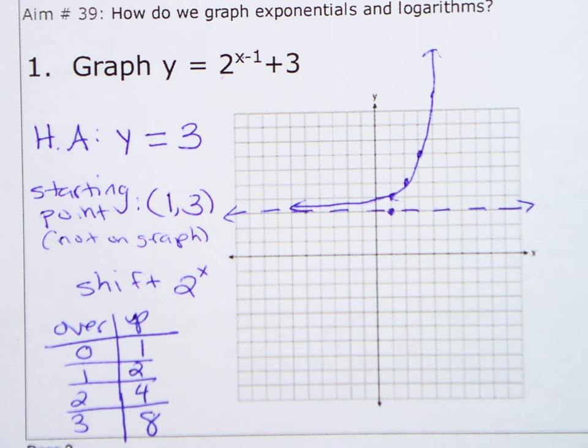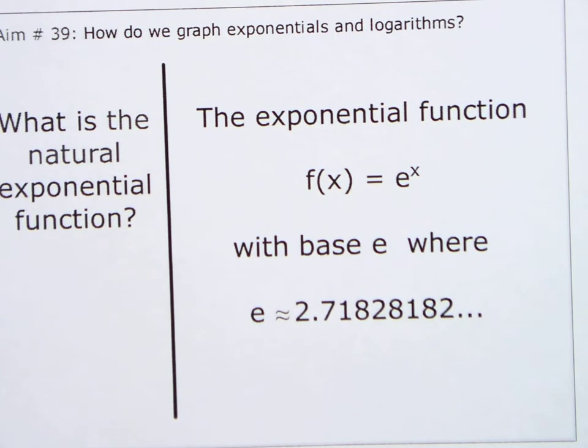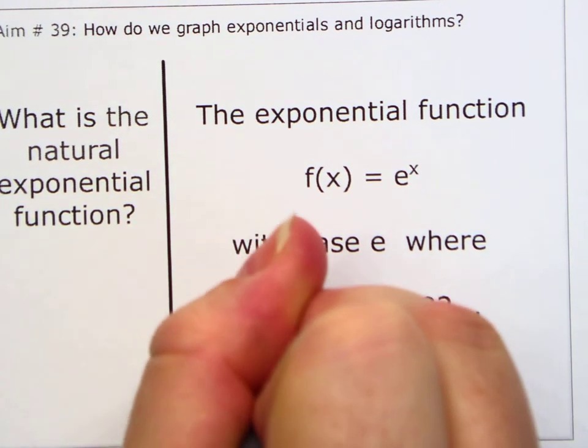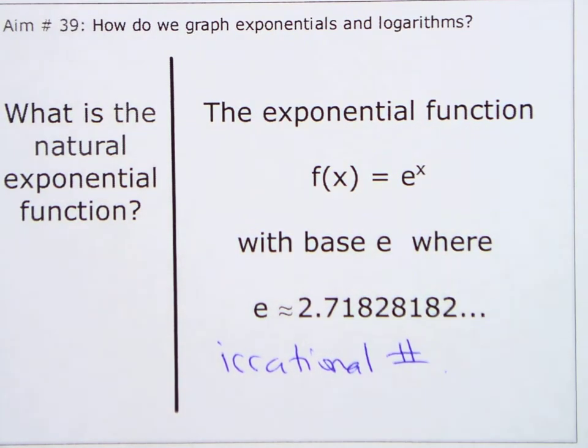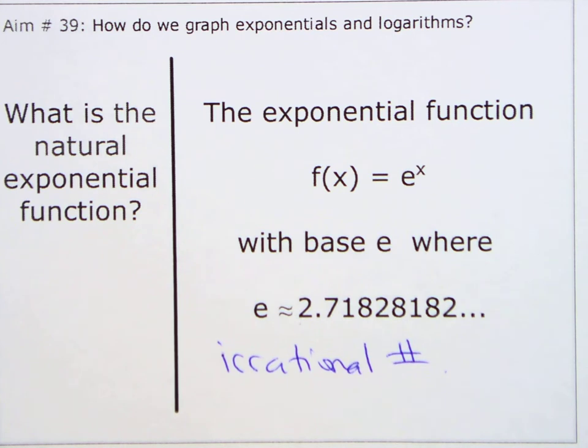All right. So now we're going to talk about the natural exponential function. The natural exponential function is called e. E is an irrational number, kind of like pi, and it's approximately 2.718. I gave you a bunch of decimals. Usually we use the first 3. 2.718. Kind of like pi is 3.14. Same idea. So this is a really common graph to make.